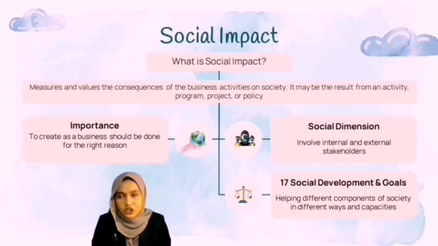17 social development goals. When one component of society thrives, many other aspects of their life will flourish. So this can lead to bigger and better changes. The 17 social development goals can be used as a guideline for the organization in helping different components of society in different ways and different capacities.